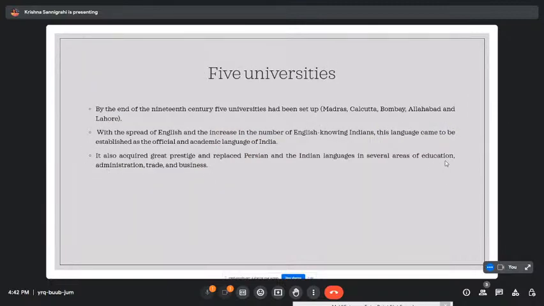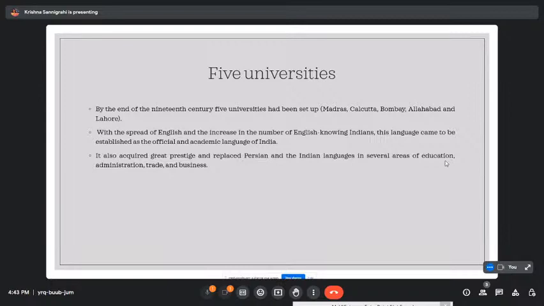Next comes the 5 universities which were set up. What is the importance of these 5 universities in the trajectory of studying English in India? How or what did they contribute? With the spread of English and the increase in the number of English-knowing Indians, the language came to be established as the official and academic language of India. By the end of the 19th century, 5 universities had been set up: Madras, Calcutta, Bombay, Allahabad, and Lahore.